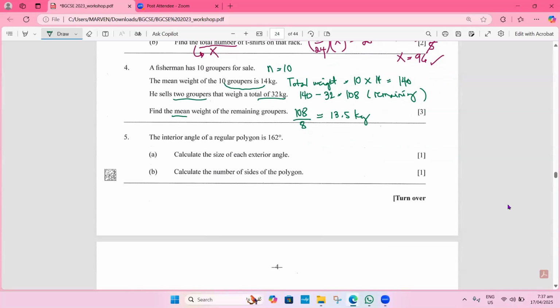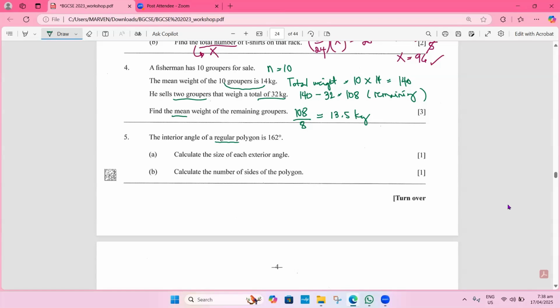Okay, I'll give you a minute to analyze number 5. Let me read. The interior angle of a regular polygon is 162 degrees. A. Calculate the size of each exterior angle. B. Calculate the number of sides of the polygon. So a minute to analyze. Write your answer in your paper. Once you have the answer, you can chat or say your answer. You have the answer now.